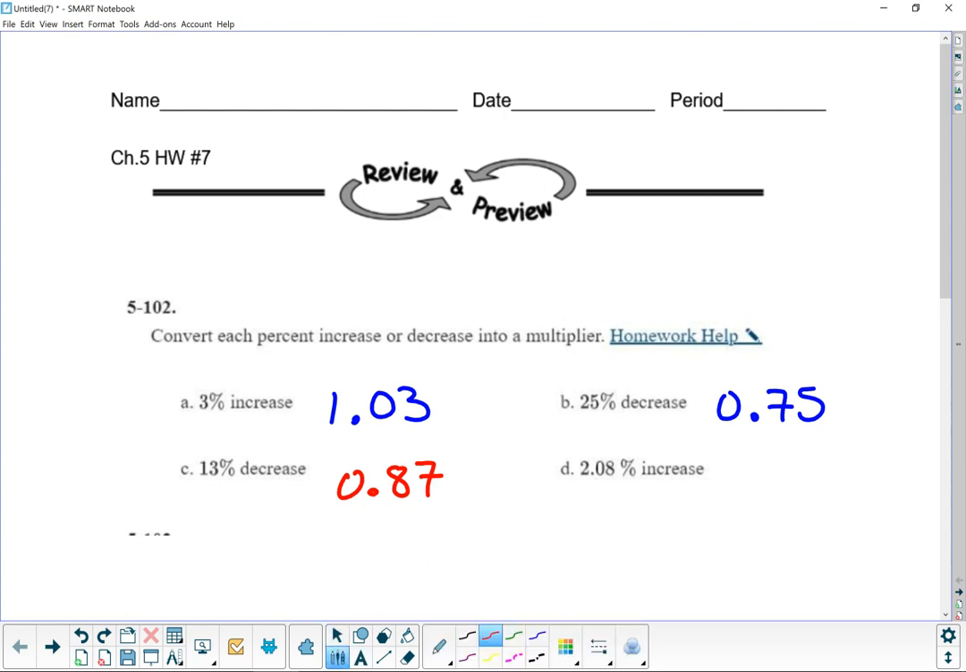And the last one is going to be a 2.08% increase. Working on that, the same idea. We have the previous term, which is 100% of it, so that's all of it. Because this is an increase, we're going to add 2.08%.